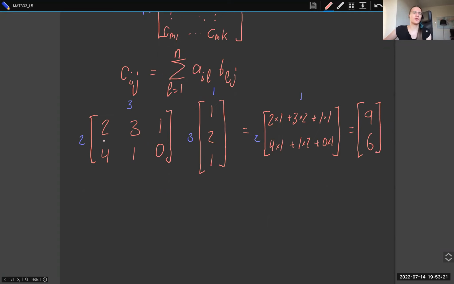So the product of a 2 by 3 matrix with a 3 by 1 matrix is a 2 by 1 matrix, and that 2 by 1 matrix is going to be 9, 6. And I could have made this a 1 by 2 matrix, in which case I just do the same thing over again, and I get another column here. But in particular, this tells you how to evaluate a matrix on a vector, right? Because you can consider a vector as a special case of an n by 1 matrix.